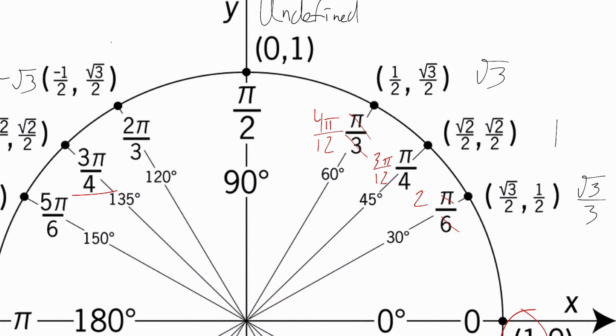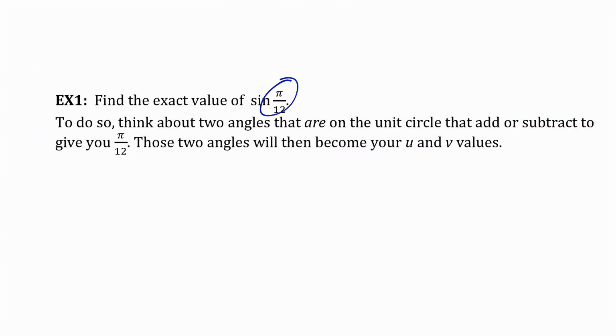2 pi over 12. So we have to think about things in terms of over 12. That way they all have a common denominator. Now, we've got a couple options here. We're trying to figure out two angles that, when we combine them, give us pi over 12, because that's what we're looking for, the sine of pi over 12.